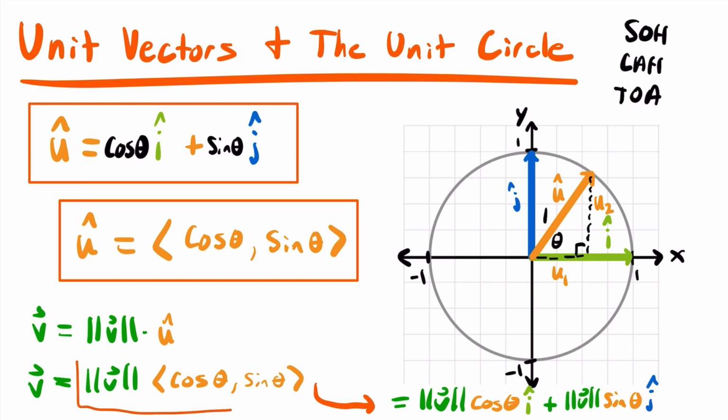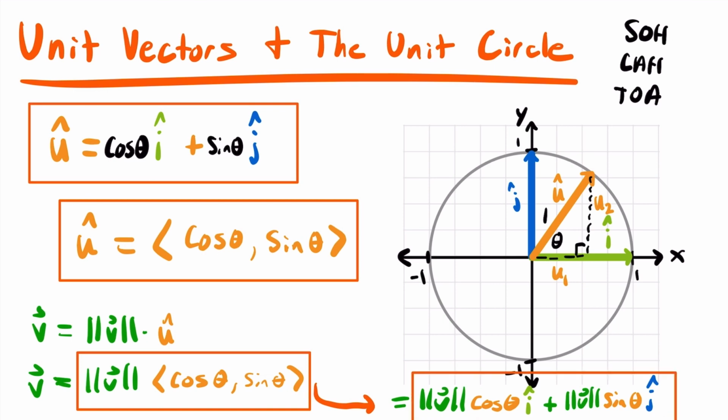Okay, so those are two nice little byproducts of being able to represent a unit vector using sine and cosine of the angle measured from the positive x-axis to that unit vector. All right, it's important to remember that that angle theta is a measurement from the positive x-axis to the unit vector. You can't use any other angle to represent that unit vector. It has to be that specific angle.